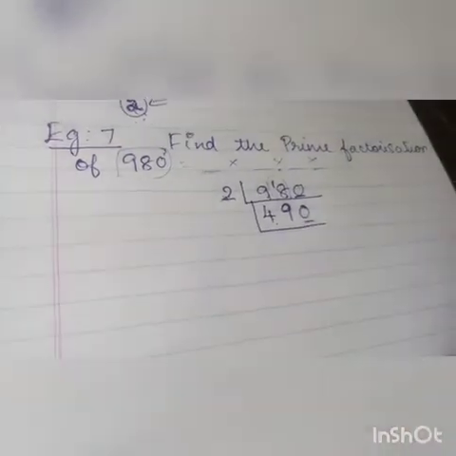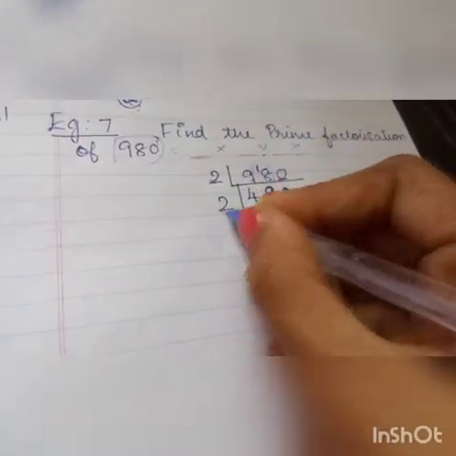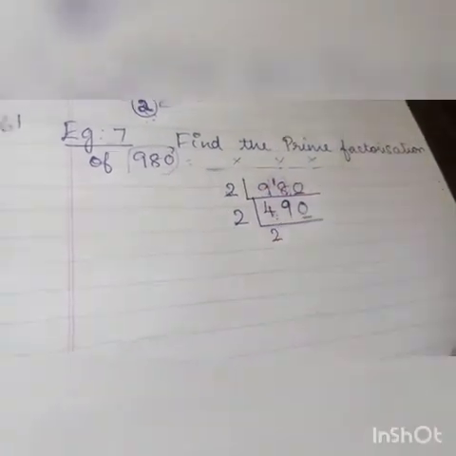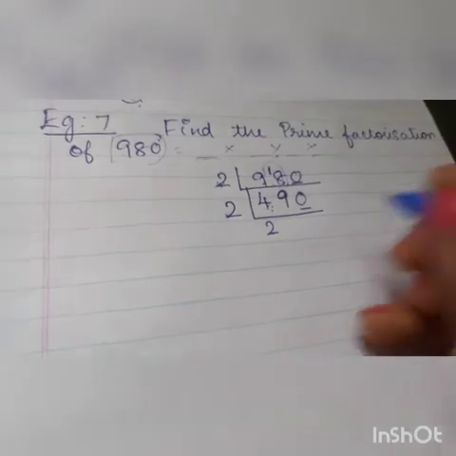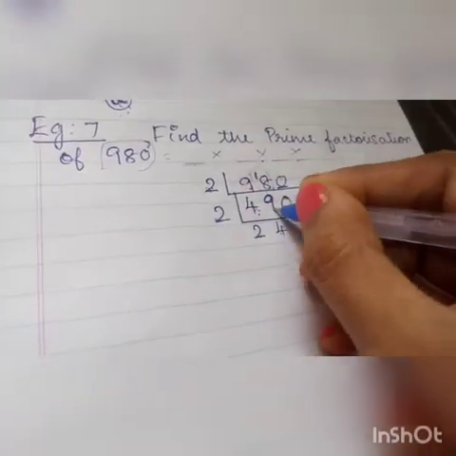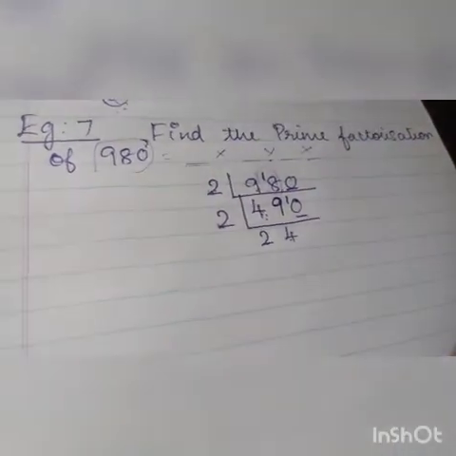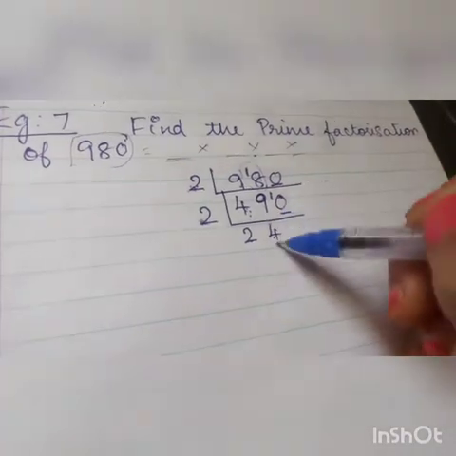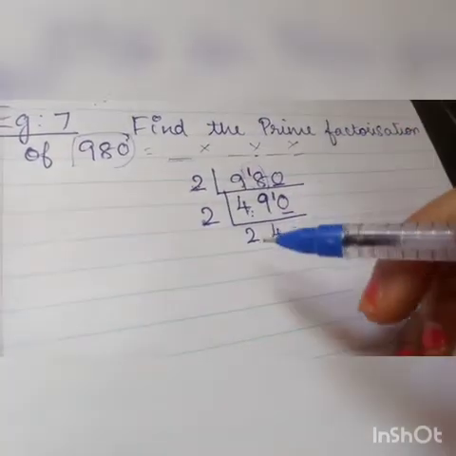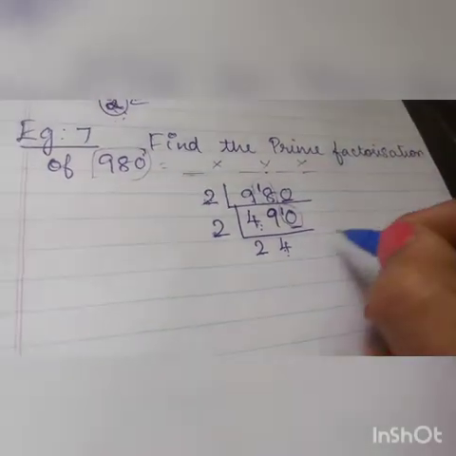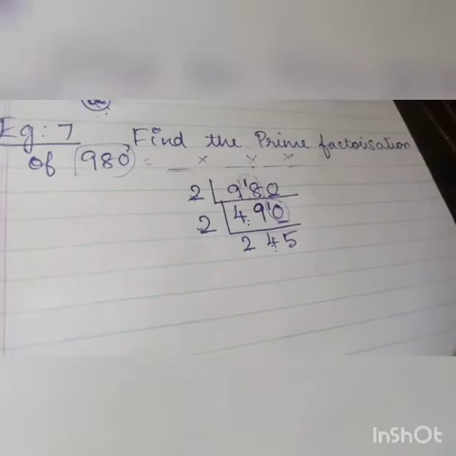Next, again you can start with the 2 table because the last digit is 0. 2 twos are 4, right? Next, 2 fours are 8. 9 minus 8 is 1, so 0 will become 10. Understood? 2 fours are 8, 9 minus 8 is 1, I write 1 here, so 0 will become 10. Now 5 twos are 10.